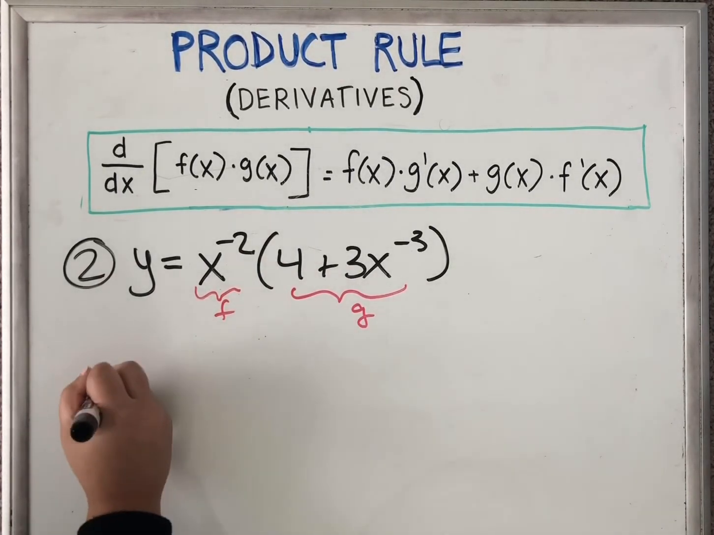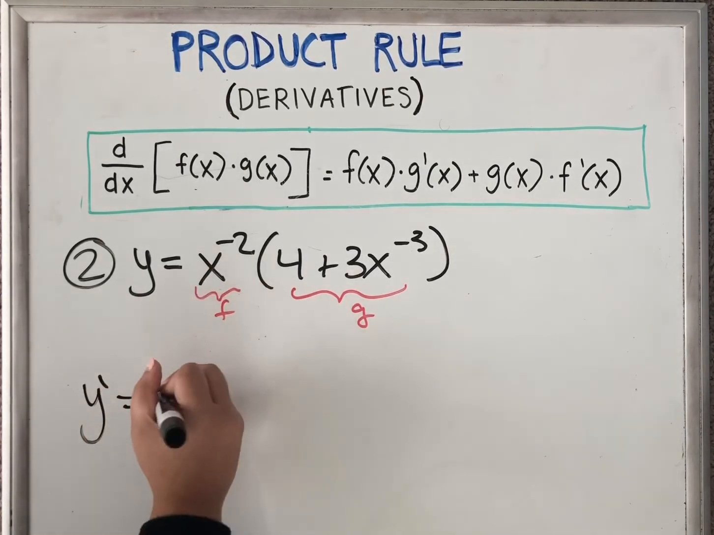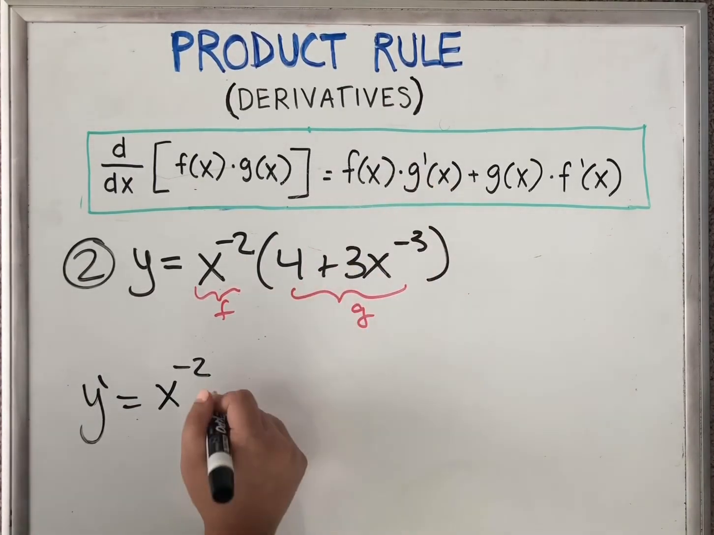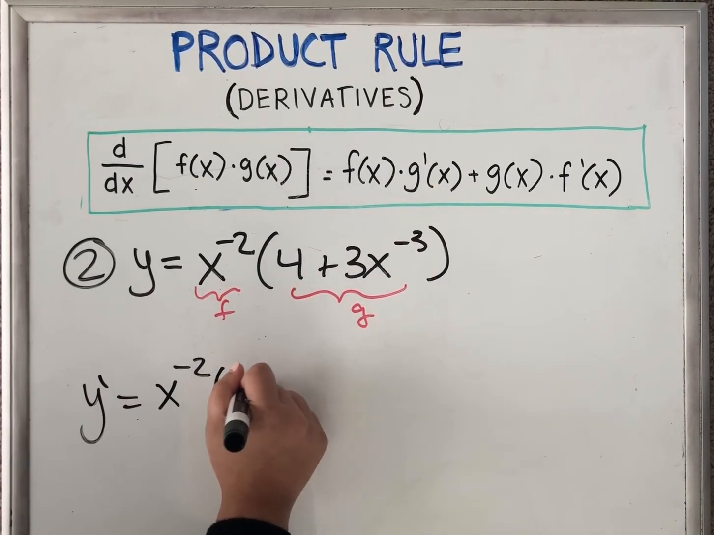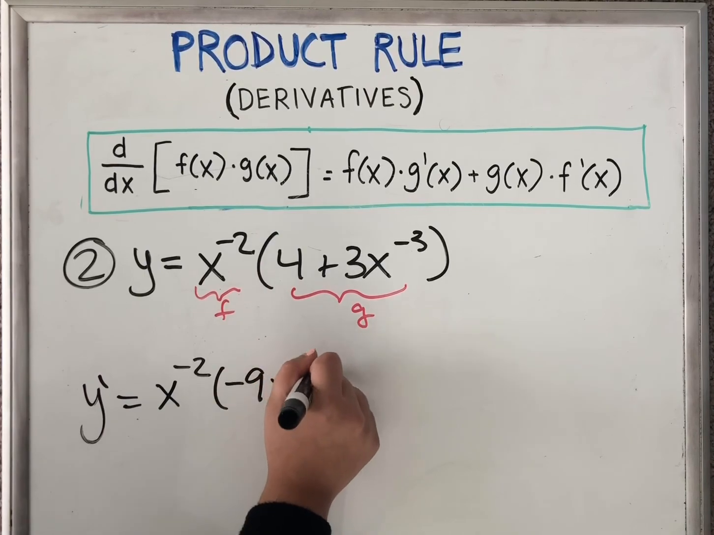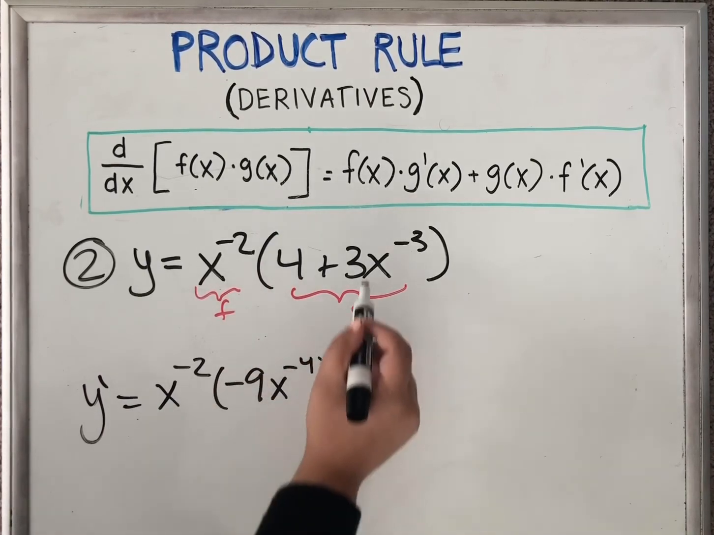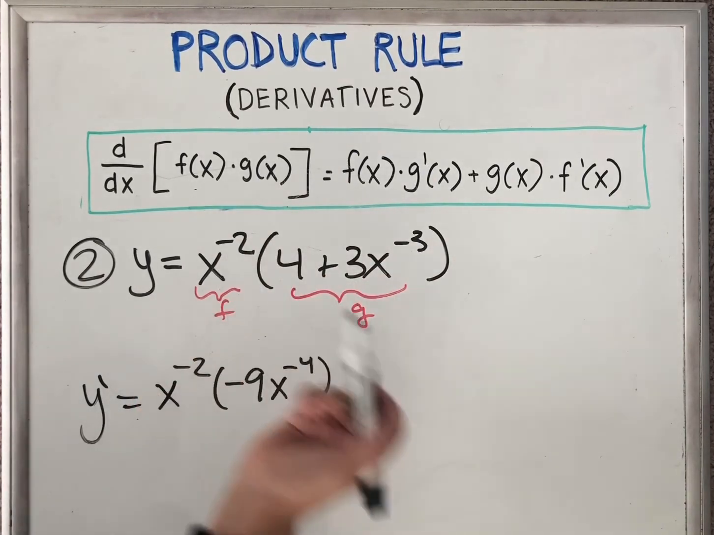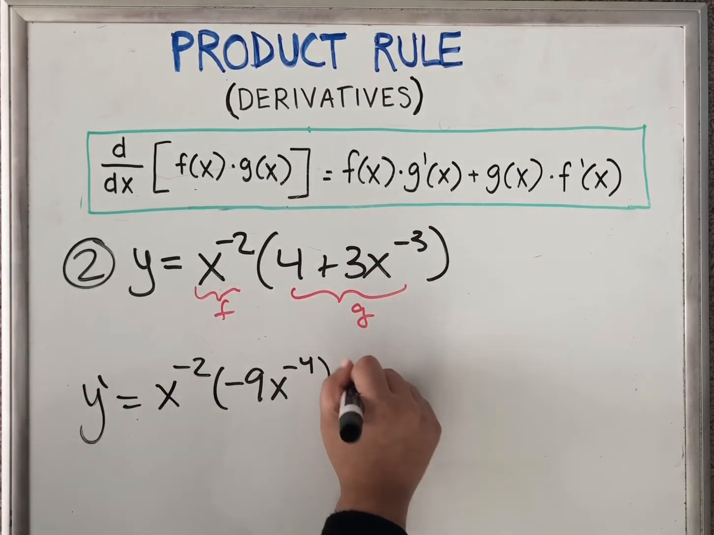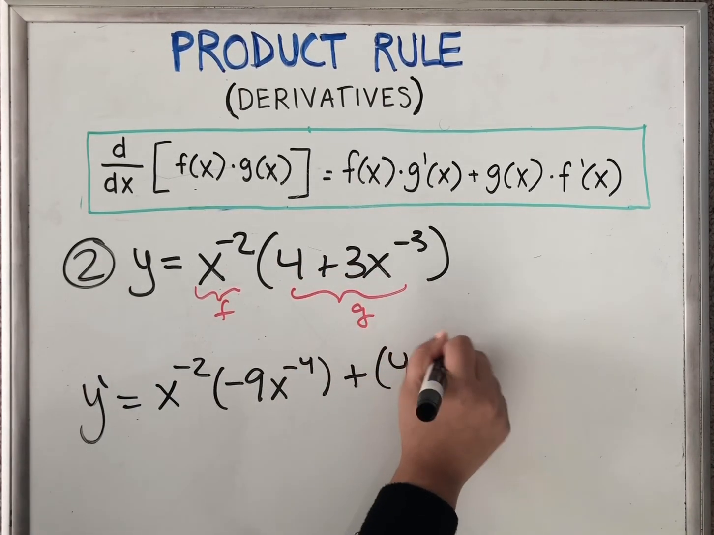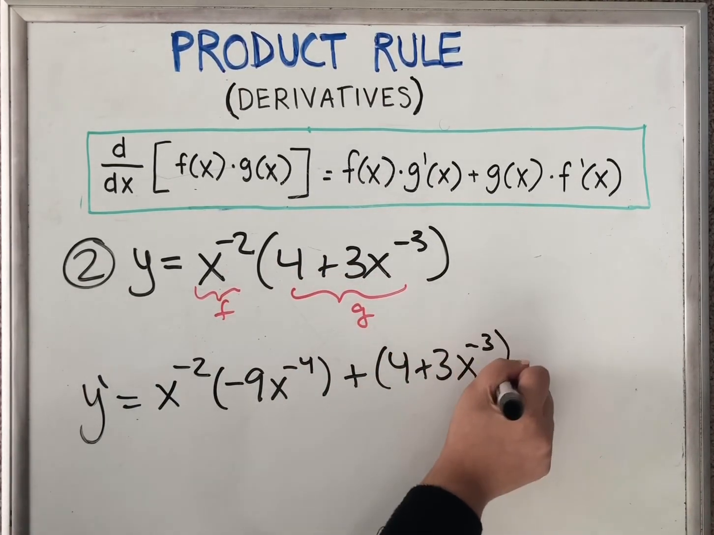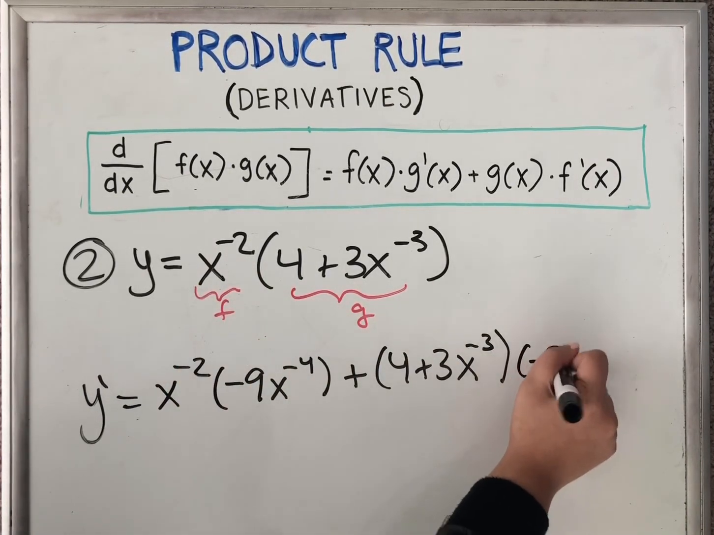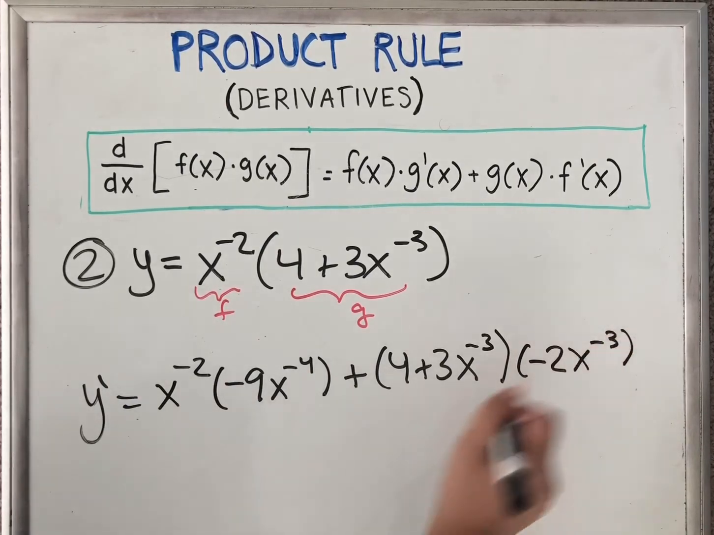So to take the derivative, we have y prime equals f, so that's x to the negative 2, times the derivative of g, so that would give us, let's see, a negative 9x to the negative 4th. I just applied the power rule to this term right here, actually, because the derivative of 4 constant is 0. Then we have our plus sign plus g, so 4 plus 3x to the negative 3 times the derivative of f. So here that will give us a negative 2x to the negative 3.